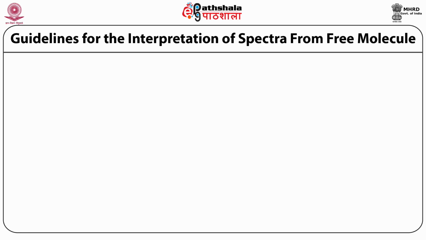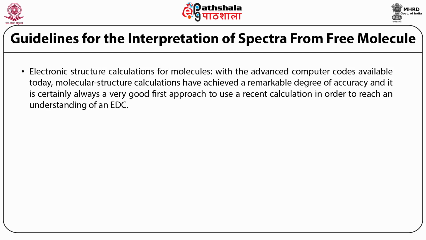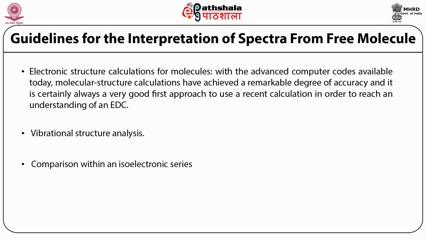Explains the guidelines which one shall use for interpreting the spectra of free molecules. First, electronic structure: when one calculates for molecules with the advanced computer codes available today, molecular structure calculations have achieved a remarkable degree of accuracy, and it is certainly always a very good first approach to use a recent calculation in order to reach an understanding of an EDC. Vibrational structure analysis is the second part. Comparison with an isoelectronic series is the third part, which one could keep in mind while talking about the spectra of various species.